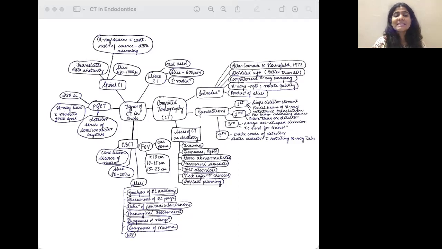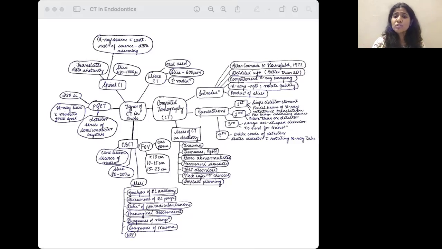Next comes the hero of CT machines, which is CBCT. In cone beam computed tomography, there is a cone beam source of radiation that has a very good effect because of the different types of slices that can be seen. Starting from 80 to 200 microns, you can have the slicing of the images. Based on the field of view, there can be three different types: short, that is 10 centimeters, medium, 10 to 15 centimeters, and large, 15 to 23 centimeters.